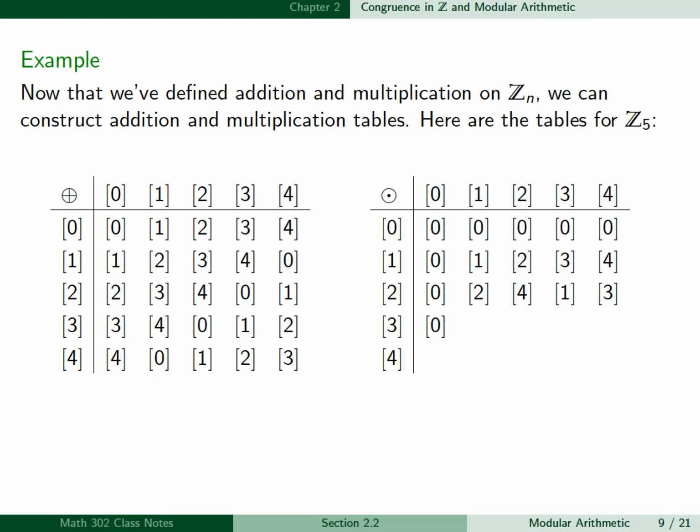And then we have 3 times 0 is 0, 3 times 1 is 3, 3 times 2 is 6, which is 1, 3 times 3 is 9, which is 4, 3 times 4 is 12, which is the same as the class of 2. And then we have our final row, 4 times 0 is 0, 4 times 1 is 4, 4 times 2 is 8, which is equal to 3, and 4 times 3 is 12, which is equal to 2, 4 times 4 is 16, which is equal to 1. And there's our multiplication table for Z5.